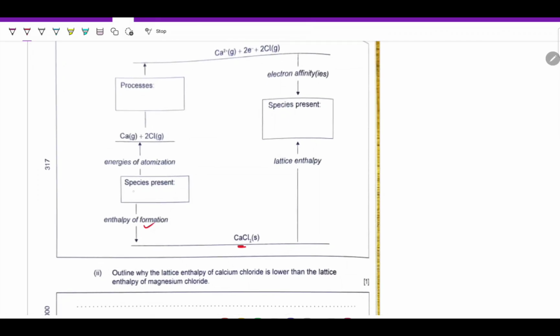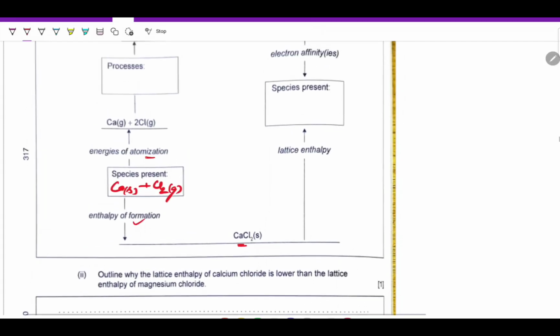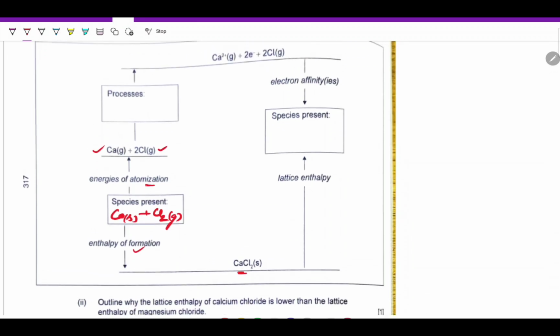Species present. And if I go up, species present to form Ca and Cl, enthalpy of atomization. So what are the species which are forming? It should be calcium solid plus Cl2 gas. That should be the species present here, because they will undergo atomization and form calcium gaseous and chlorine atoms gaseous.